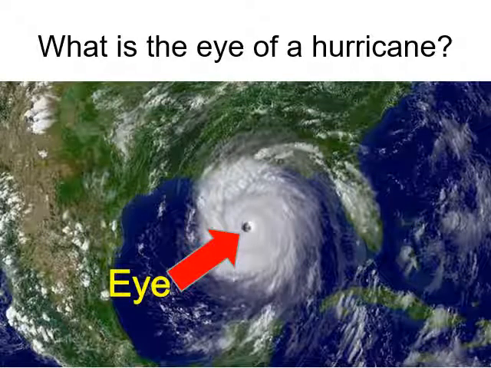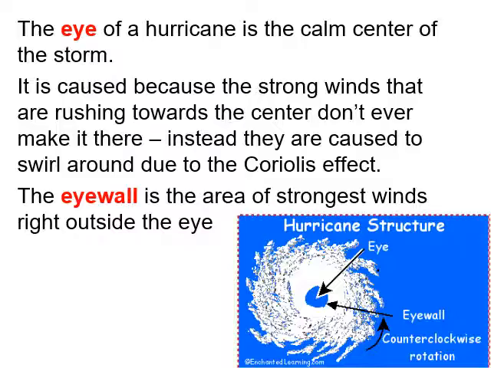Now, the eye of a hurricane, you can see why the name comes from that little center of the hurricane. It looks like an eye. The eye is the calm center of the storm. And this is because all of the air is trying to rush towards that center of low pressure. But by the time the air gets there, the center of the storm is not there anymore. So it has to swirl around to try to catch up to where the eye is.